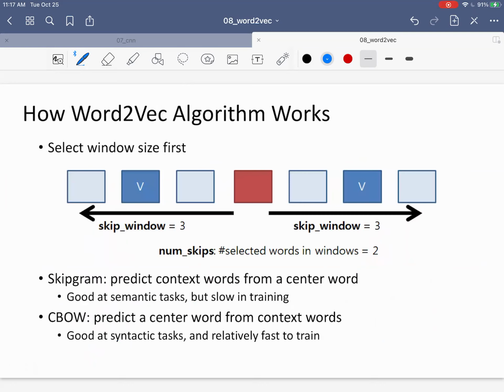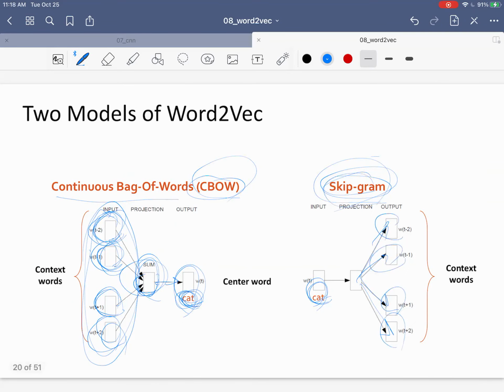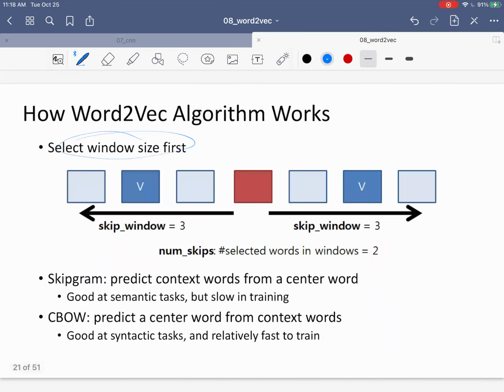So how to train Word2Vec? You first need to set a window size. The window size is how far to the left and right you want to go, so this is the definition of your neighbor. In the earlier example, the window size was 2. Here, the window size is 3.